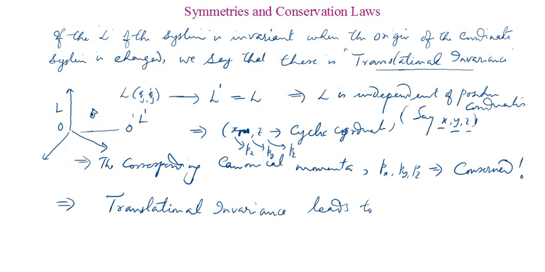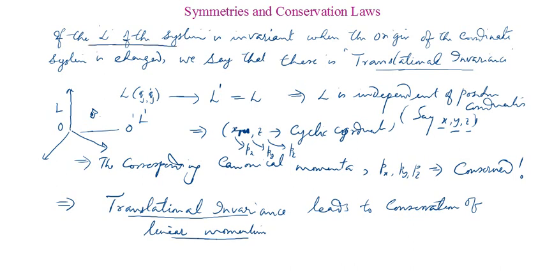the law of conservation of what? Linear momentum. So translational invariance of a system leads to conservation of linear momentum. See, the thing is that in translational motion, linear momentum plays the role. So translational invariance leads to conservation of linear momentum, a very, very important conclusion in mechanics. Right? Okay? If the Lagrangian of the system is invariant when the origin of the coordinate system is changed, we say that there is a translation invariance.